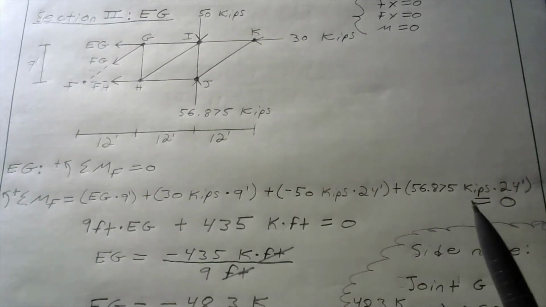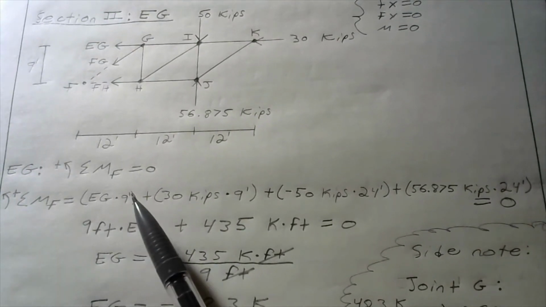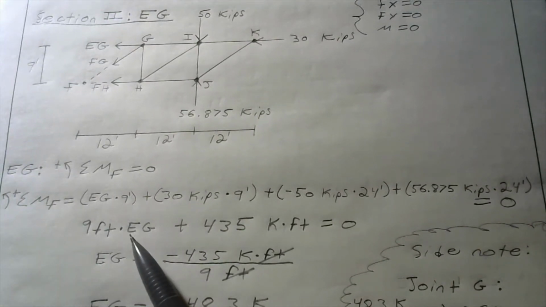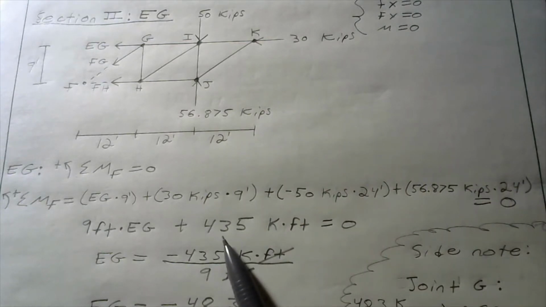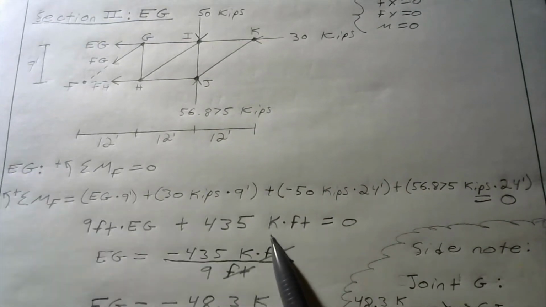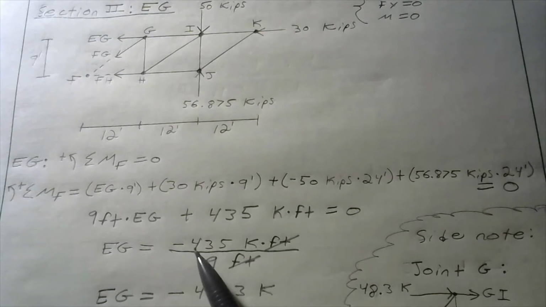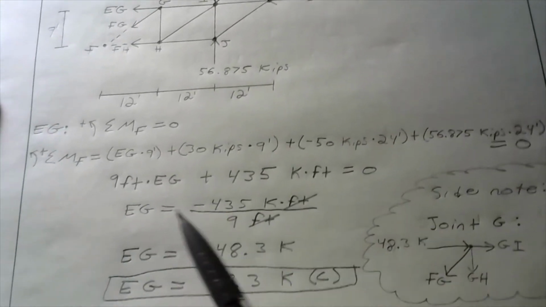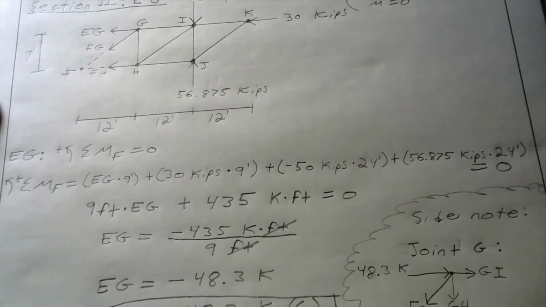Then from here, you use algebra. So you're going to get this 9 feet times EG. All of this right here is 435 kip feet. That's kip times foot. You're going to move this to the other side. So it's going to be a negative 435. Divide this 9 feet over. Feet cancel out. And you're left with EG is equal to a negative 48.3 kips.